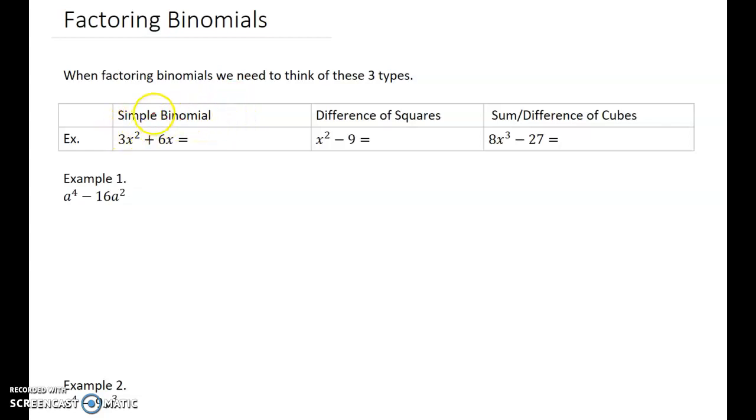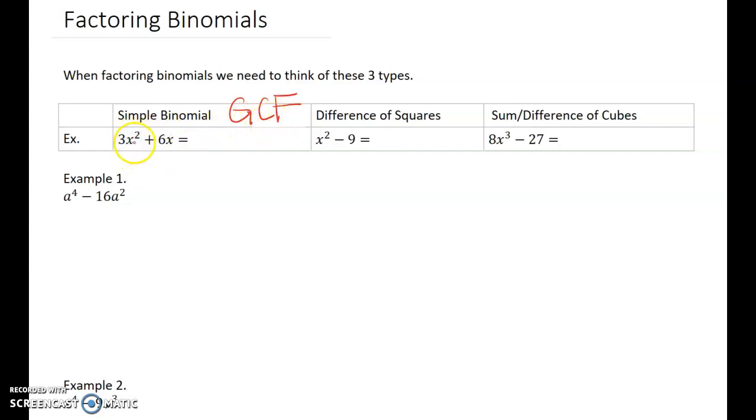And the reason for that is you always start a simple binomial by looking for the greatest common factor, which we do anytime that we're factoring, okay? So here I would see a 3x squared plus 6x. Well, I know that 3 goes into 3 and 3 goes into 6, and that's the greatest number that goes into 3 and 6. We can't say 6 because 6 does not go into 3. 3 goes into 6. So 3 is our greatest number, but we're looking for the greatest common factor.